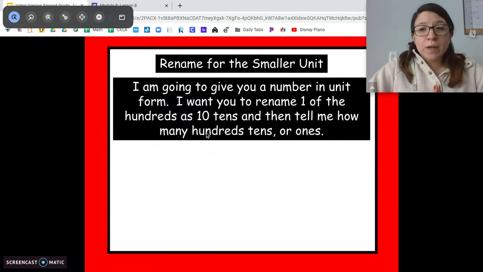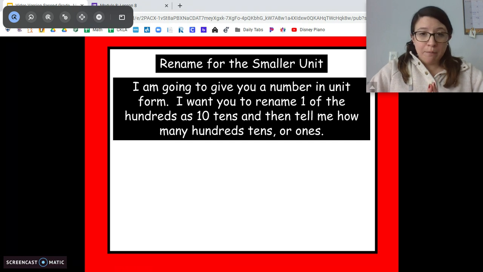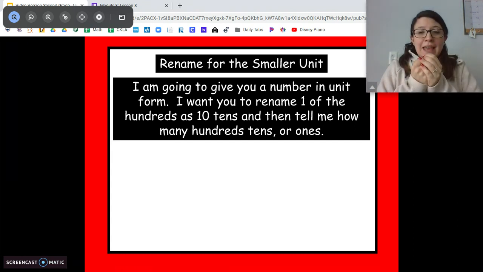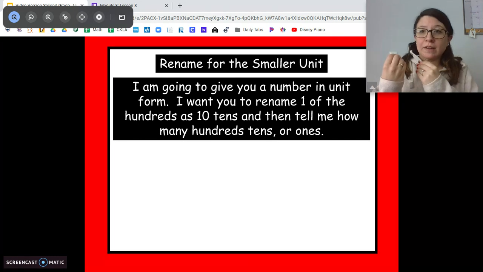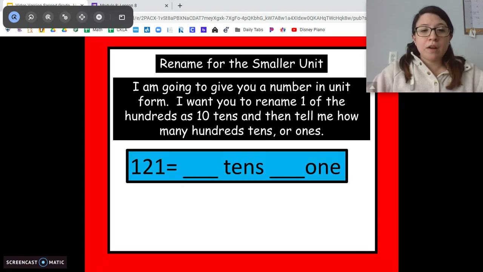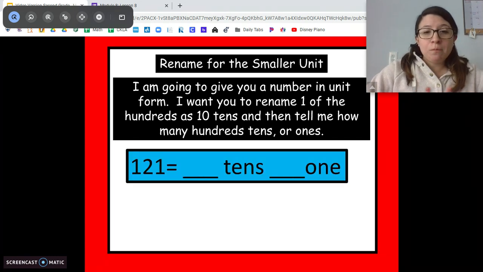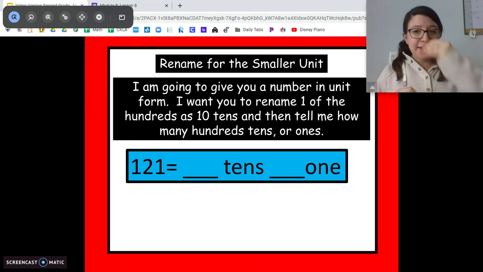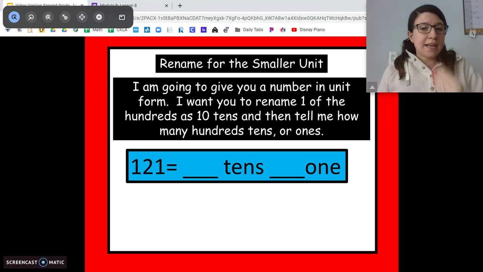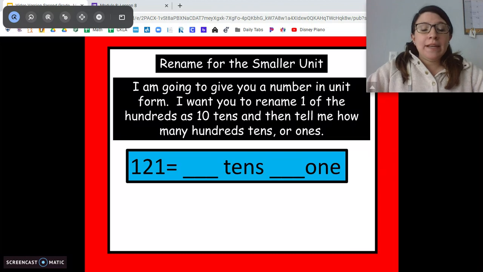All right, first we're going to do something we did a couple of lessons ago. I'm going to give you a number. We're going to take 10 tens out of that number, and what I want you to tell me is how many hundreds we might need, how many tens there are going to be, and how many ones there are going to be. So let's start with the number 121. How many tens, if we take 10 tens, so no hundreds, 10 tens out, how many tens are going to be in this number plus how many ones?